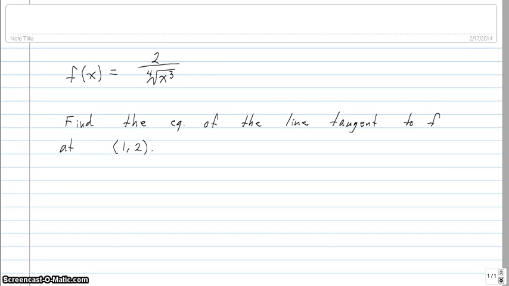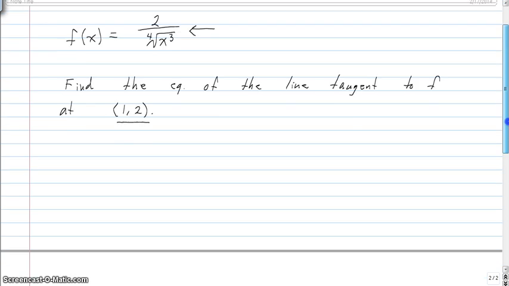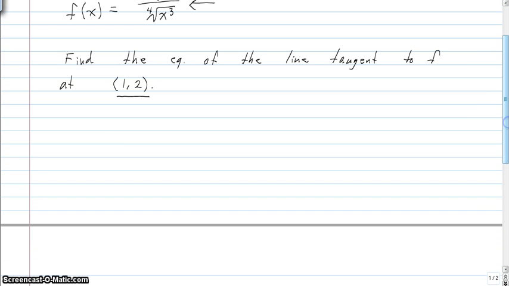Right, so in this video we're given the following function, and we want to find the equation of the line tangent to that function at the specific point (1, 2). We remember that two things we need are the slope of the line and a point on the line, which in this case is directly given. So we don't have to worry about finding the point.